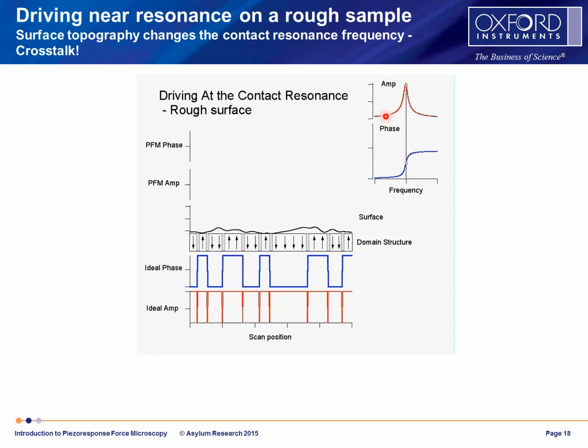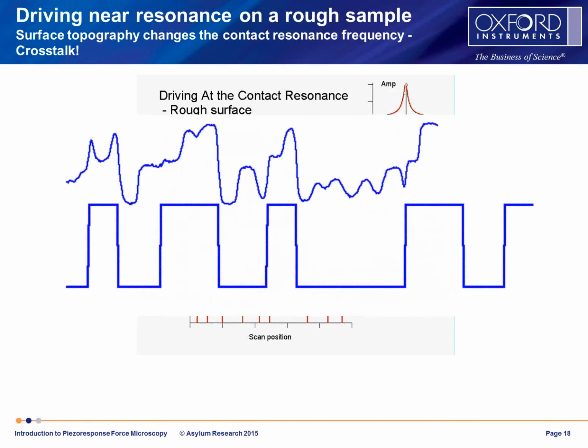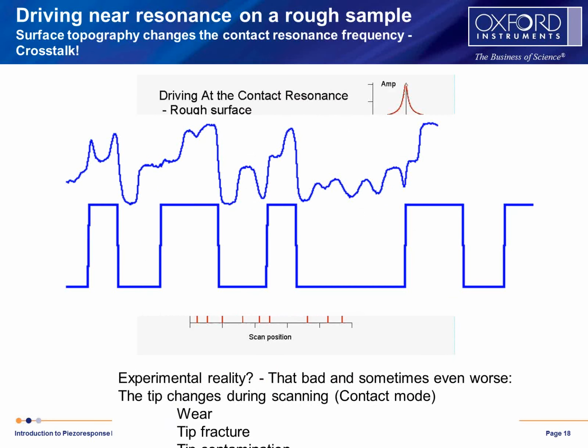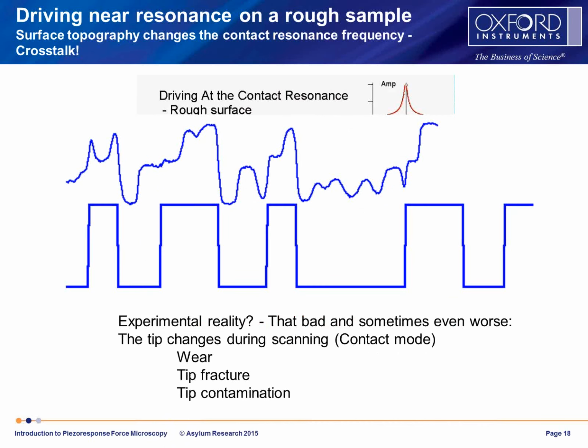So it's all back and forth in response, changing contact stiffness of this tip as it passes over the surface, we get crosstalk between that change in the stiffness and the phase output of the sample. If we just zoom in on that graph, you can see that the fidelity is very low. We're not getting good reproduction of that ideal phase, even though our signal to noise is very good. So what about an experiment? What's the reality? It is actually that bad, and sometimes even worse.